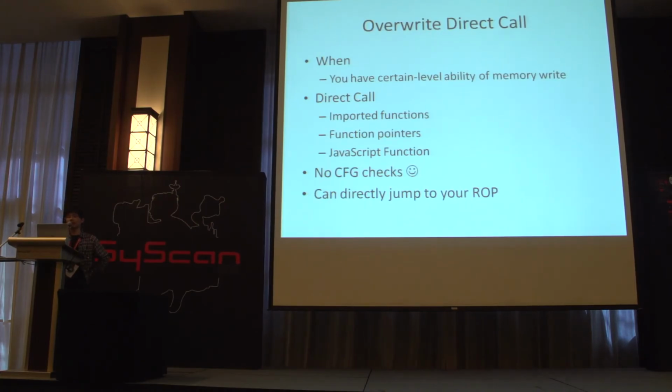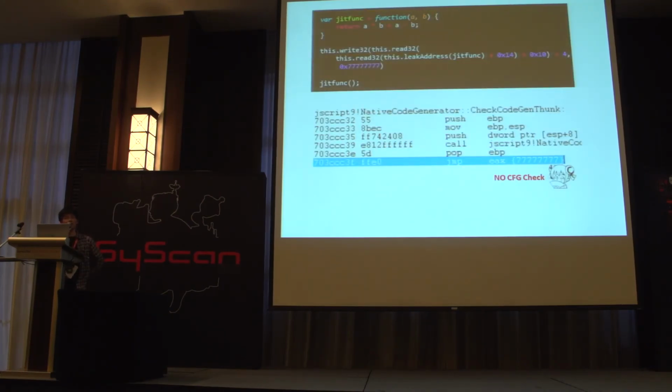The next method to bypass CFG is to overwrite a direct call instead of an indirect call. Because CFG only checks indirect calls, we can use a direct call to jump to our shellcode or ROP gadgets. For example, we can use function addresses in imported tables, or overwrite some global function pointers or local function pointers. Here is an example of overwriting a function pointer in a JavaScript function object. You can see there is no CFG check here, and basically we directly jump to anywhere we want.